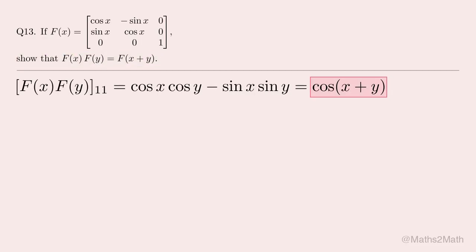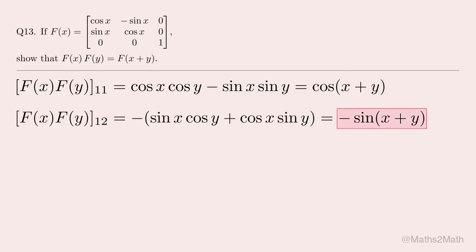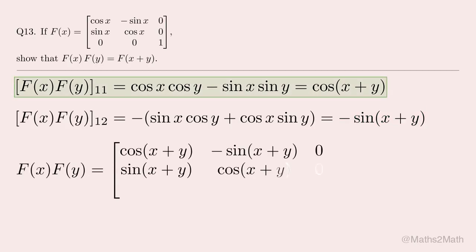The top left entry is cos x cos y minus sin x sin y. The neighboring entry is minus the sum sin x cos y plus cos x sin y, exactly minus sin of x plus y. The third row and column pass through untouched, so the product is exactly the rotation by x plus y.